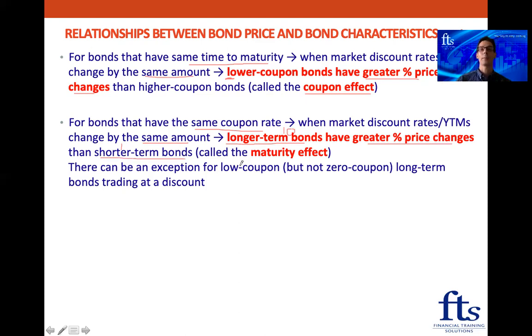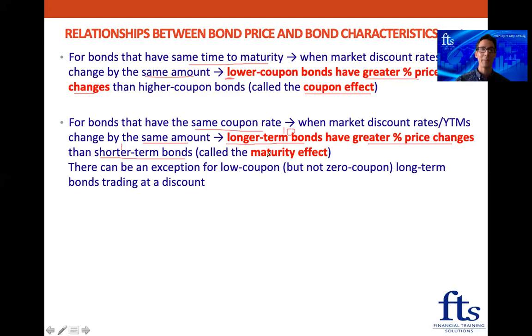They call that the maturity effect, which makes perfect sense because the longer term bond is more risky. There's much more uncertainty about the bond's cash flows 10 years from now compared to 1 year from now. So we'd expect the shorter term bond to have less sensitivity to change in yield, and the longer term bonds to have more sensitivity to the changes in yield. Right.